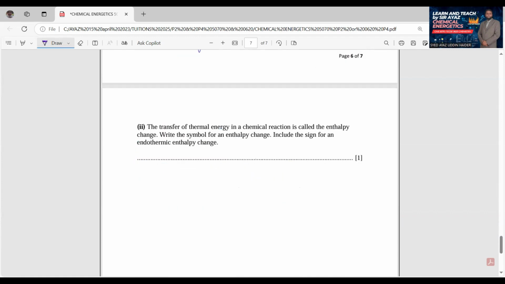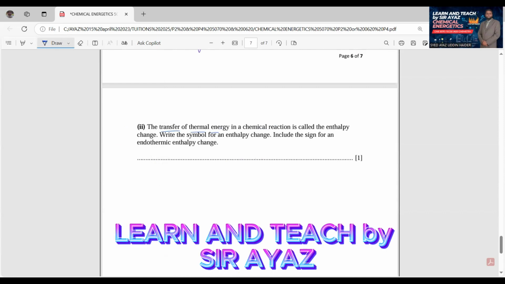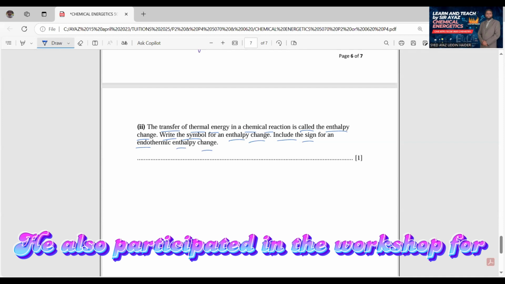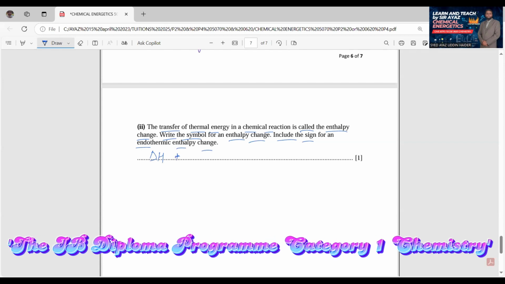Last question. The transfer of thermal energy in a chemical reaction is called the enthalpy change. Write the symbol for enthalpy change. Include the sign for an endothermic enthalpy change. So you have delta H, and the sign for endothermic must be plus. You can write the answer in this way also, plus delta H.